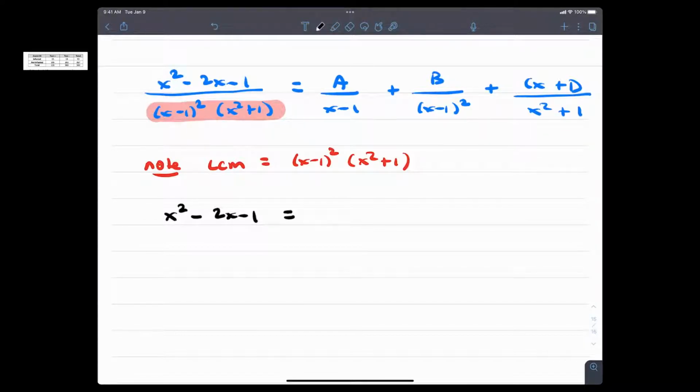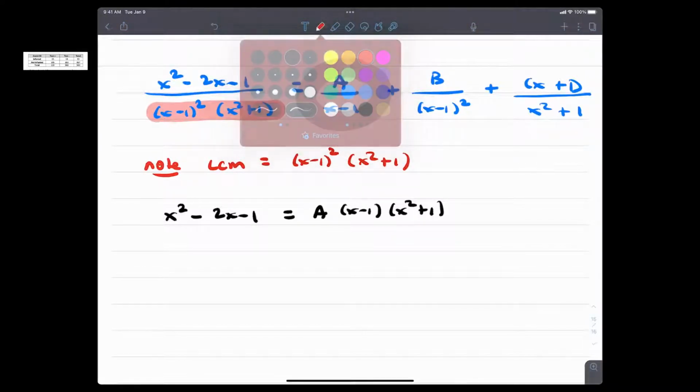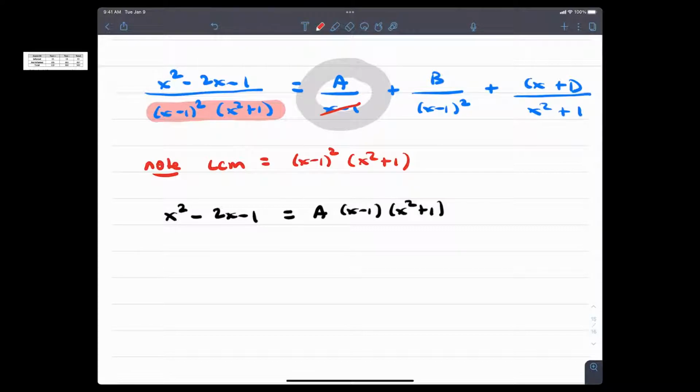Well, this is exactly the same thing. If you multiply both sides by the LCM, on the left you have the numerator, and then on the right you have A. Now tell me what's missing from the LCM. A factor of x minus 1 and x squared plus 1 for the A term. You guys see what I'm saying? Because if you multiply this first term by the LCM, what you have for cancellation is one of those x minus 1 terms, really, right? It's the same equivalent kind of thing.